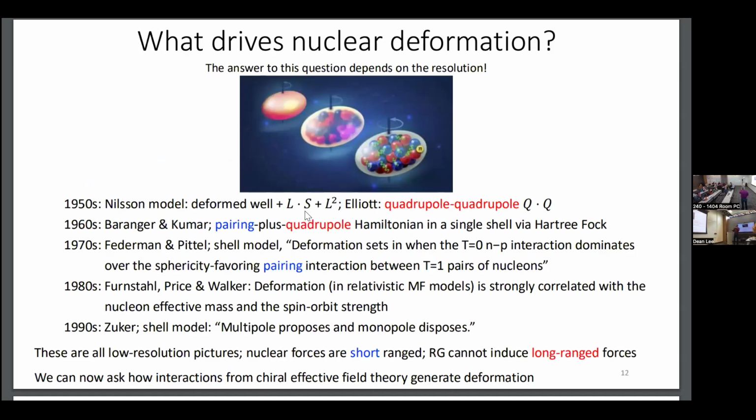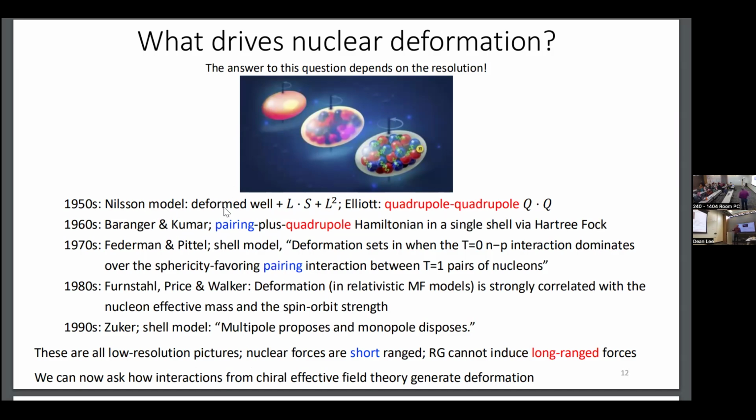Second story, and I will be brief here. What drives nuclear deformation? This has been an evolving view in time, starting in the 1950s. So a small snapshot of history here. Nilsson model: just a deformed well plus an LS coupling plus an L-squared term gives you things, or Elliott would say quadrupole interaction. And what is read here always on the slide is it's these long-range forces. Of course, we don't have that in chiral EFT, but that would give it.